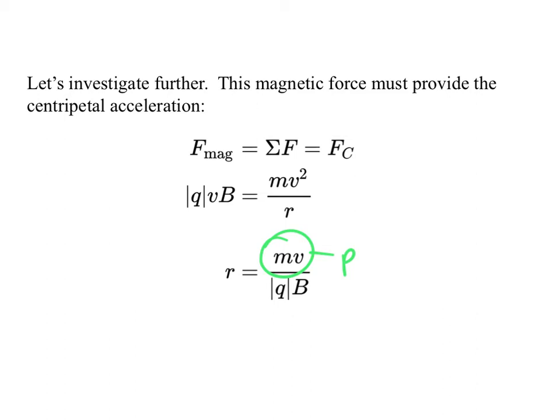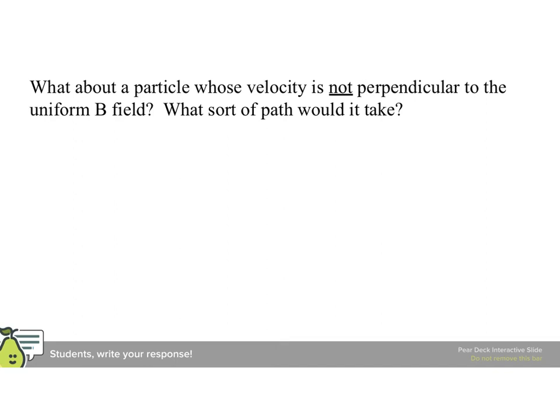All right, how about a particle whose velocity is not perpendicular to the uniform B field? So in the case we had here, a particle which was going a little bit into the page as well as along the page. What would happen to the path that it takes?